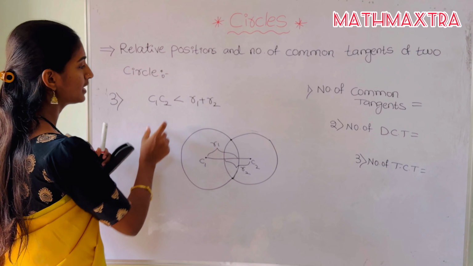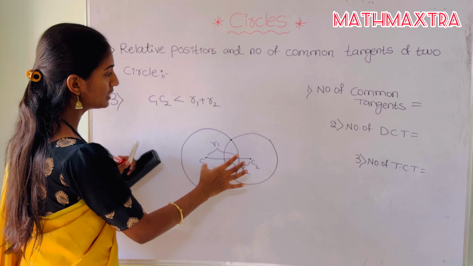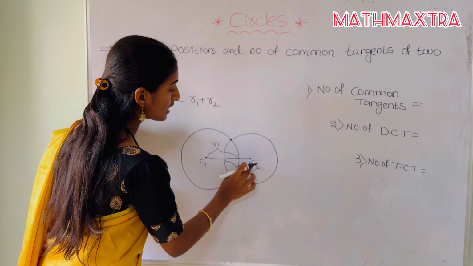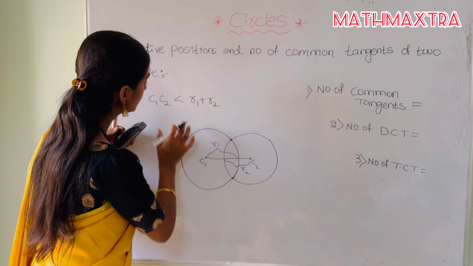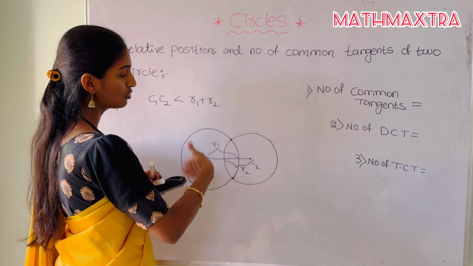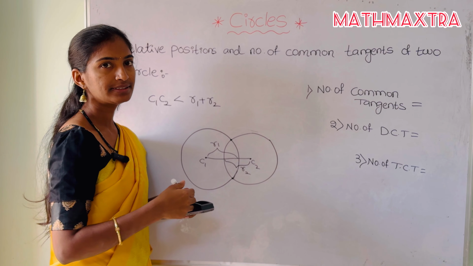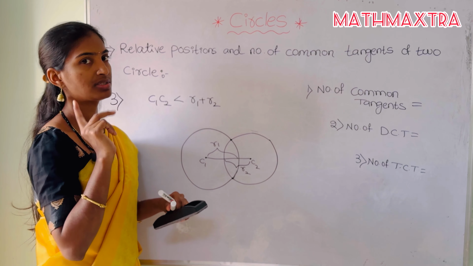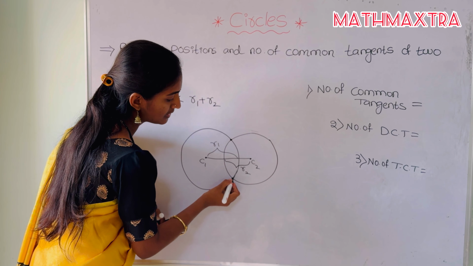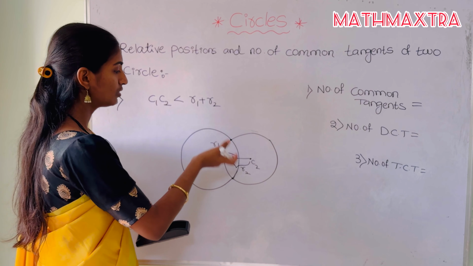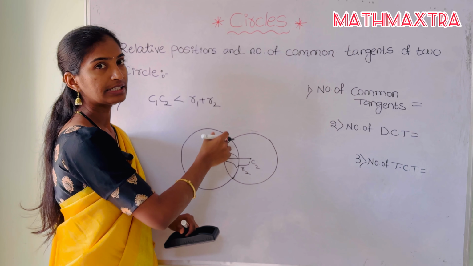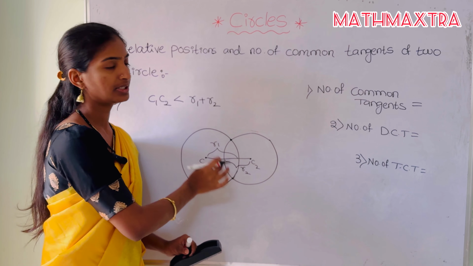So in this case, the distance between C1 and C2 is less than R1 plus R2. See, this is R1, this is R2. Now, C1C2 is less than R1 plus R2, so these two circles intersect one another in two distinct points. This is one point they are intersecting, this is another point. Because of this condition, the two circles are intersecting each other in two distinct points.